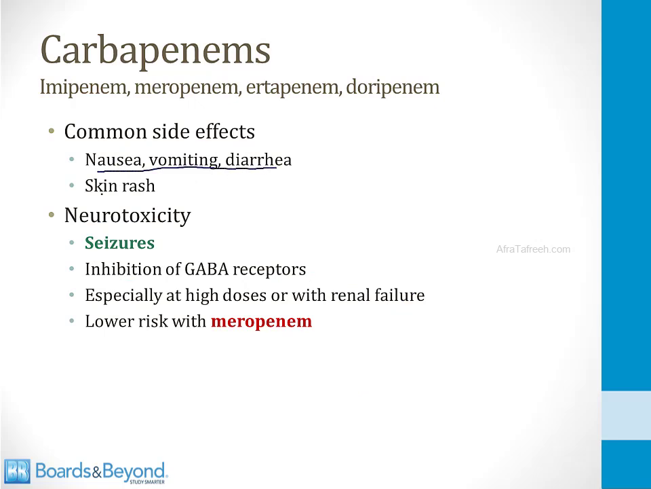Also, some patients develop a skin rash. Neurotoxicity can be seen, especially seizures. This occurs because these drugs have been shown to inhibit GABA receptors. Recall that GABA is an inhibitory neurotransmitter, so when GABA effects are blocked, you can have overactivity of neurons, and that can lead to seizures.